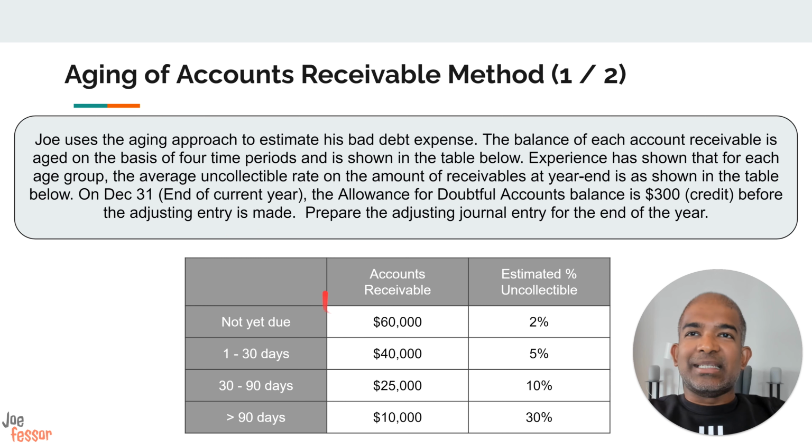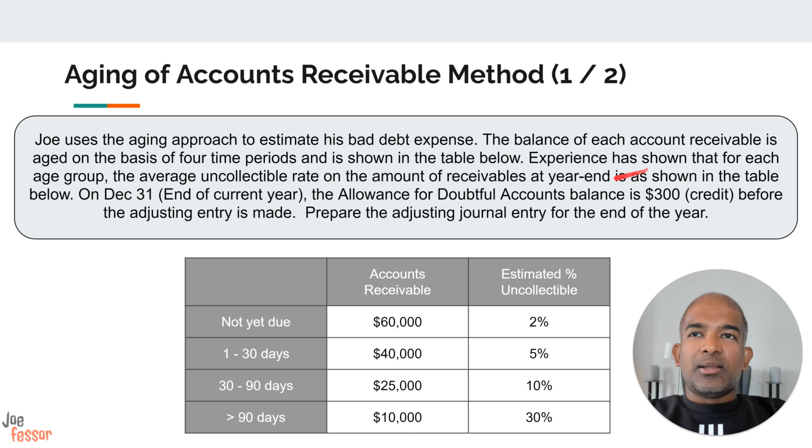Let's look at what's shown in the table. There are 4 time periods based on which the balance of each accounts receivable is classified. So $60,000 of accounts receivable is not yet due. What does that mean? The customer still has time to pay that money. For $40,000, the customers are past due, but they are within 30 days beyond which they had to pay. This $25,000 is past due by 30 to 90 days. And another $10,000 of receivable is past due by more than 90 days, which means more than 90 days have passed since the customer owed us that money.